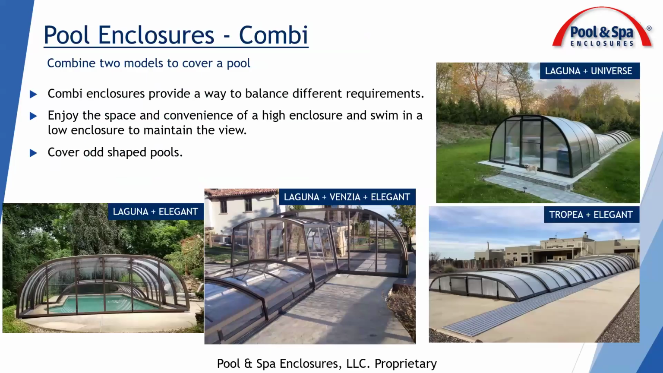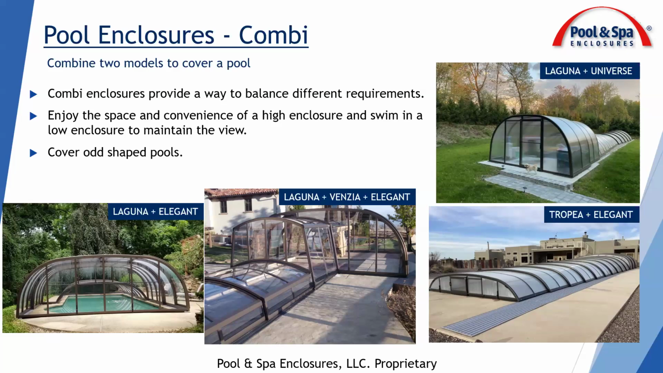Then we get into combinations. Combinations are exactly that: there are one or multiple different models that we can piece together in order to satisfy somebody's need that they're trying to accomplish with an enclosure. Just like you see in the bottom left there, where we've got a high height Laguna model over a wider section, and then over the narrower section, they wanted to drop that down in order to still swim under there. So you have a combination there.